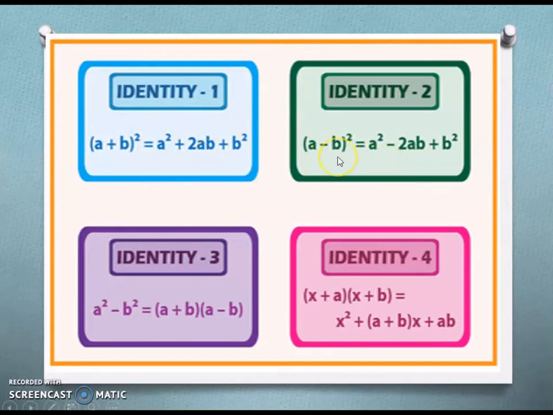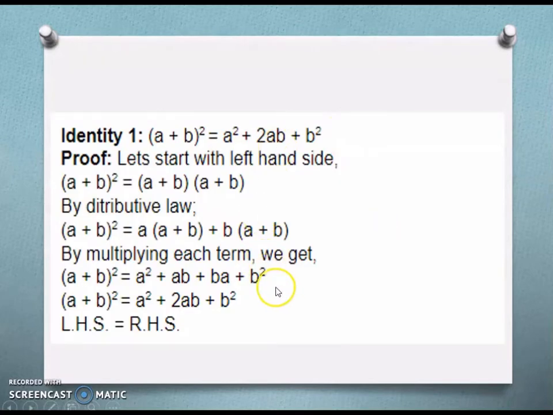Second identity is (a − b) the whole square. This is equal to a² − 2ab + b². Then you have a² − b², which is equal to (a + b) into (a − b), and (x + a) into (x + b). This is equal to x² + (a + b)x + ab. So these are the four identities.